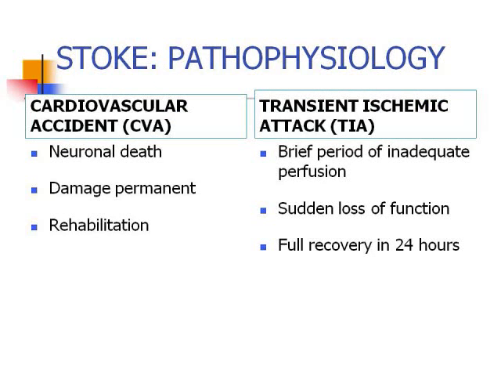When we're talking about strokes, we're talking about cardiovascular accidents, but we need to compare that to transient ischemic attacks. Cardiovascular accidents, CVA, result in neuronal death. It's death of the neurons in the brain. The damage is usually permanent or very long-lasting, and it requires extensive rehabilitation.